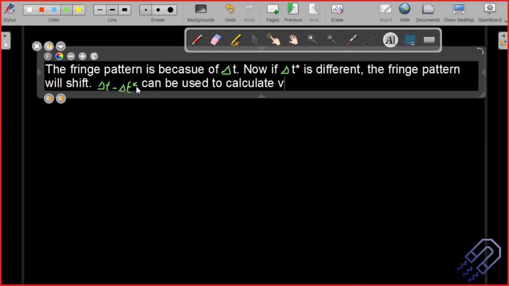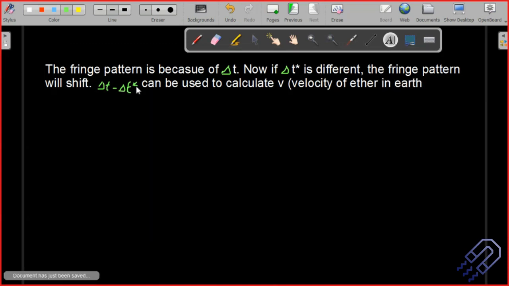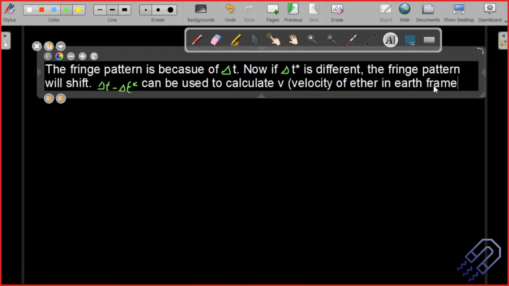I hope you understand how we calculated it, because we already know delta t minus delta t star. How? We know it experimentally. There is a shift in the fringe pattern, which means we can calculate delta t minus delta t star from there. Then we know what L is and what C is, so we can put it into the result and easily find V. And what is this V? This V is nothing but the velocity of ether in the Earth stream. So we basically have the speed which is getting measured. That was the idea.